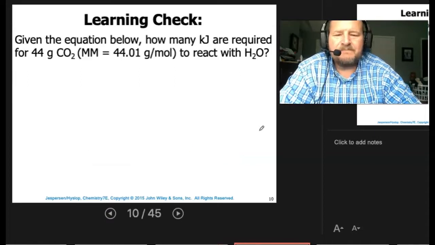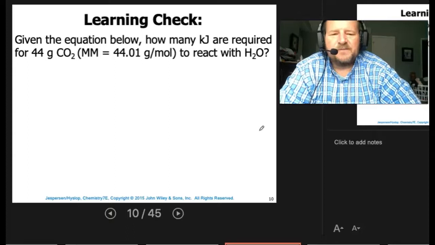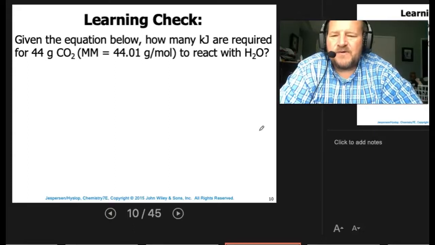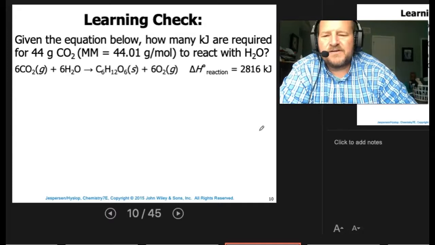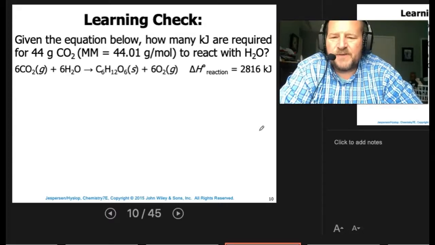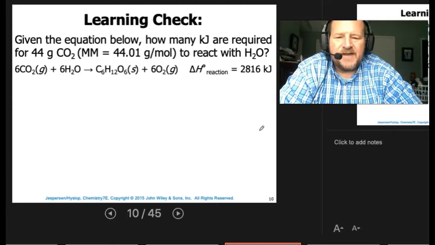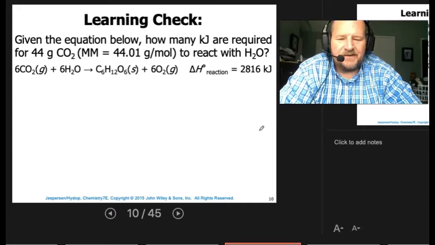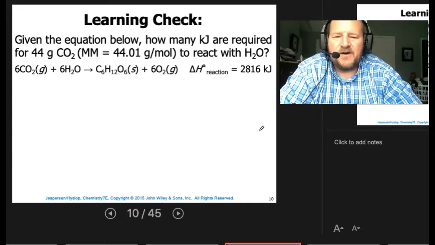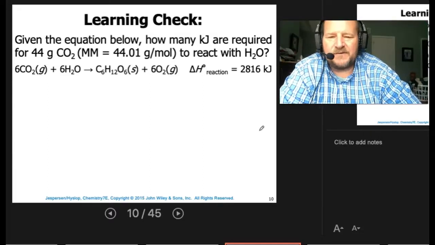All right. Given this equation below, how many kilojoules are required for 44 grams of CO2 to react with water? So if I take 6 CO2s plus 6 waters, I'm going to make 1 solid sugar and 6 oxygens in gas. The delta H for that reaction is 2816. Notice it's a positive value, right?